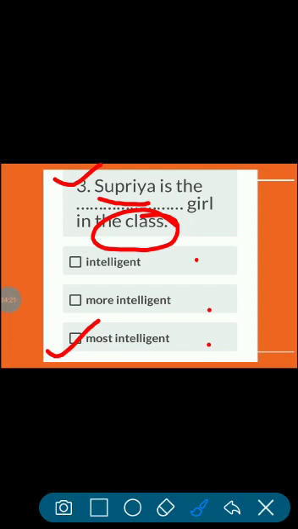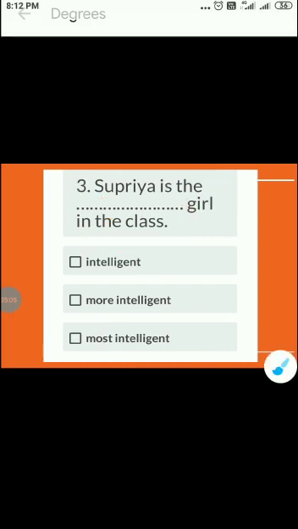When we have to compare more than two people or things, we use the superlative form of the adjective or the adverb, and here the superlative form of intelligent is most intelligent. And one more thing that we can remember as a clue, that this word the is used before superlative degrees. We have earlier discussed it in the video. All right? Okay. Let's move to the next slide.